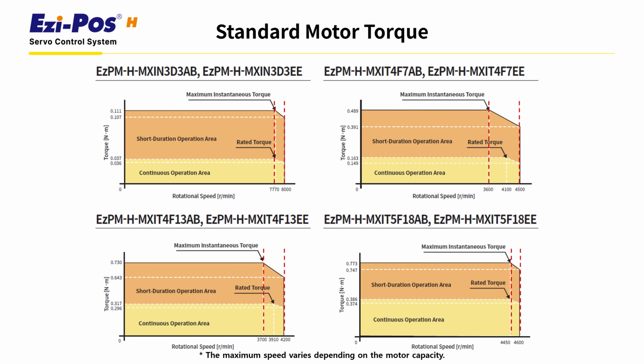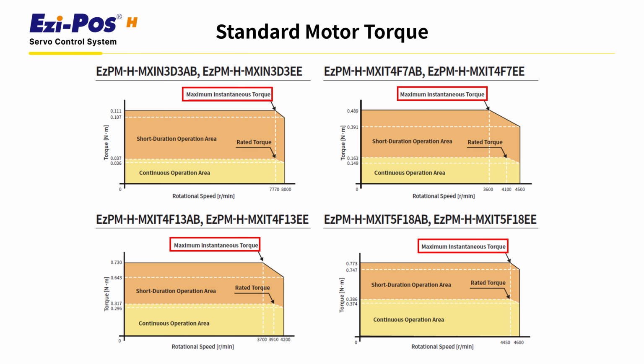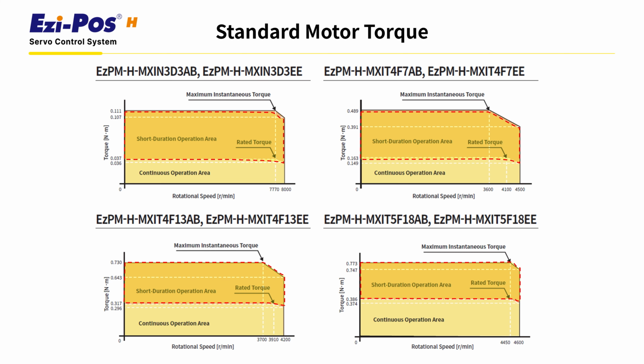The Ezi-POS H series maintains rated output even above the rated speed and can operate up to a maximum of 8,000 RMIN. The operating range below the rated torque and rated output is called the continuous operation region, where continuous operation is possible. The peak torque is the maximum torque that can be generated for a short duration of a few seconds or less. Depending on the motor, peak torque can reach 120% to 150% of the rated torque. The region between the continuous operation area and the peak torque is called the short-time operation region. If the motor operates beyond the specified limits in this region, an overload alarm will occur.